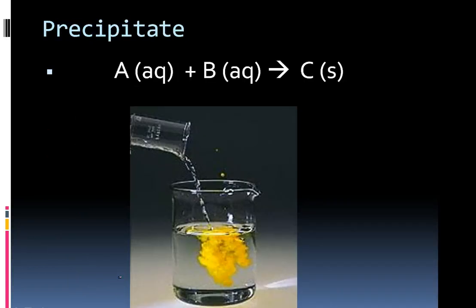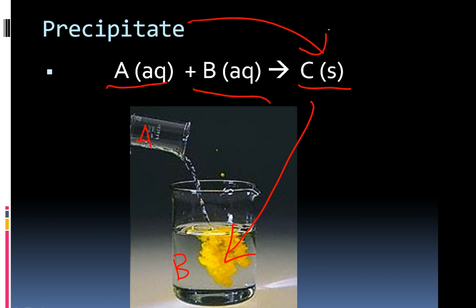Now I wanted to get to the fifth sign that a chemical change is occurring, and that's a precipitate. When we have an aqueous solution, let's call this stuff A, and we have another aqueous solution, B, sometimes when we mix them together, we get a solid, and that would be C, and that would be this yellow stuff right down here. That would be our solid, and that is our precipitate. And that would be another sign that a chemical reaction is occurring with solutions.